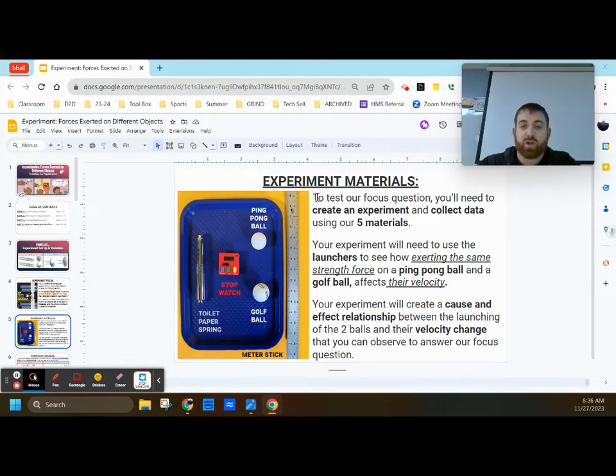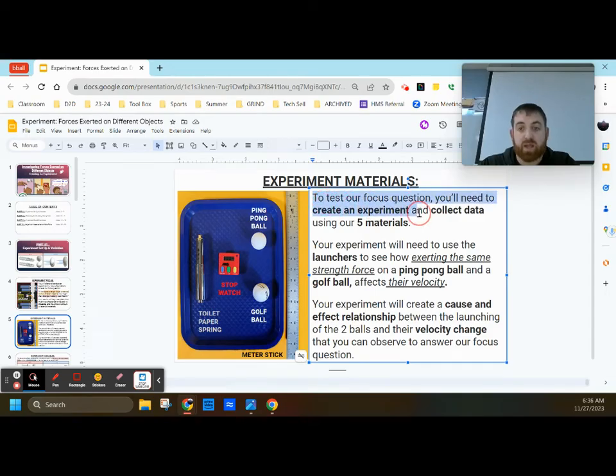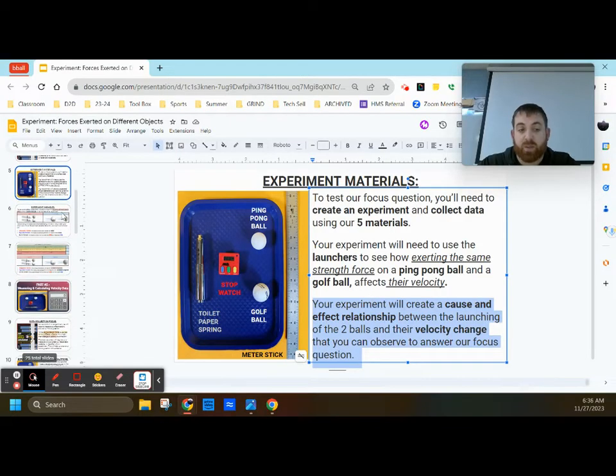So to test our focus question, you're going to need to create an experiment and collect data using our 5 materials that you see here. You're going to have a toilet spring roll, you're going to have some stopwatches, ping pong ball, golf ball, and a meter stick. Your experiment will need to use the launcher to see how exerting the same strength force on the ping pong ball and the golf ball affects their velocity. Your experiment will create a cause and effect relationship between the launchers and the two balls and their change in velocity that we observe. Okay, so this is going to be kind of the focus of our experiment.